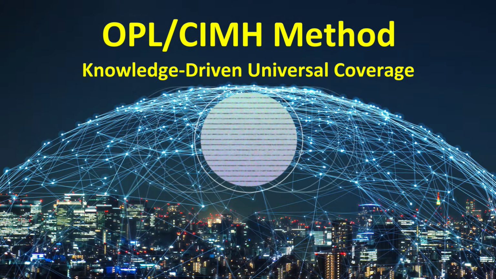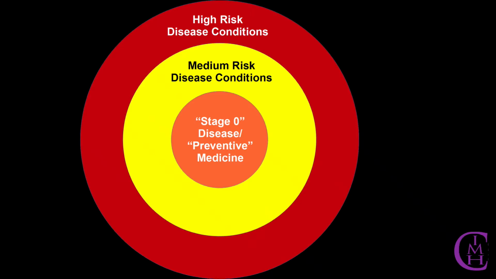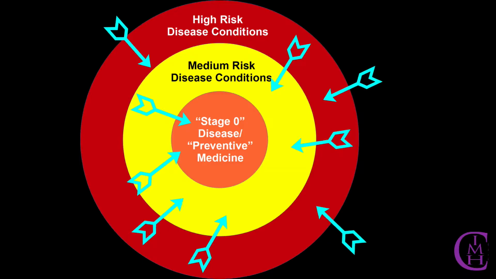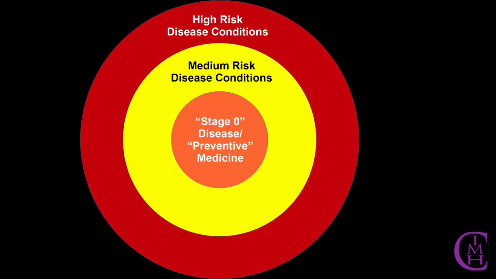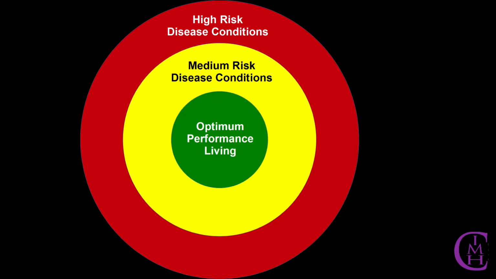This presentation outlines the basic ideas behind Optimum Performance Living, the CIMH Method. The basic idea is that there's a target that you look at as a particular state in time. Here we see the object: stage 0, disease, preventive medicine, and then the risks out on the rim. What we look at in terms of this idea of the goal being preventative is a limitation.